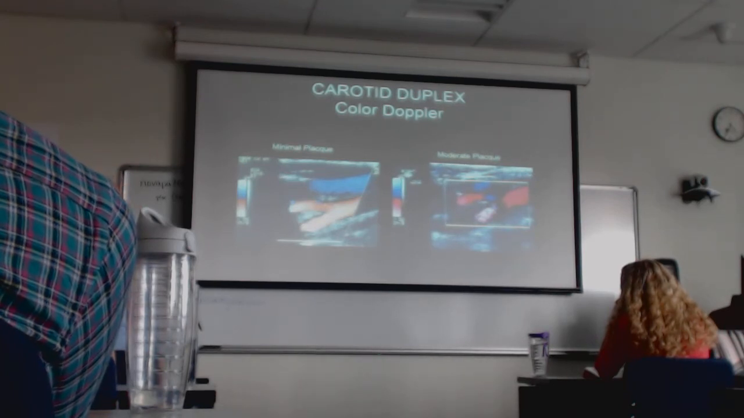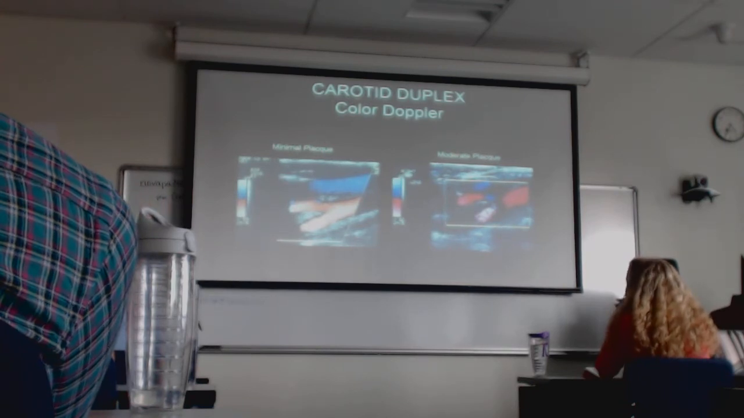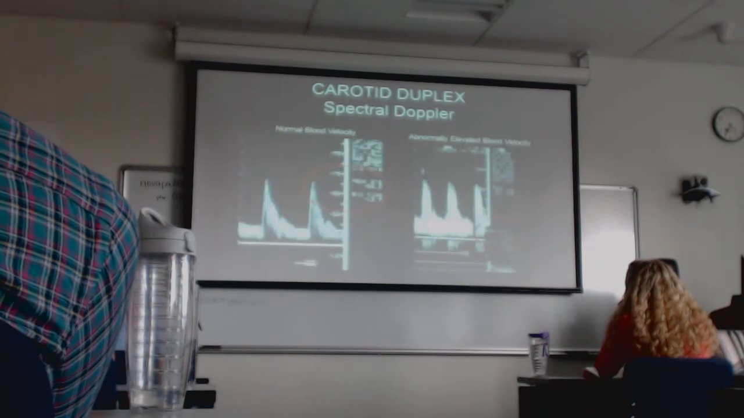Generally, if it's under 50%, they're just going to watch those folks. 50 to 79%, they might consider surgery. Anything over 79%, they're generally going to say, hey, we need to go in there, open it up, and pull the plaque out, close it back up. That's called an endarterectomy. It's a pretty common procedure that lots of patients get.